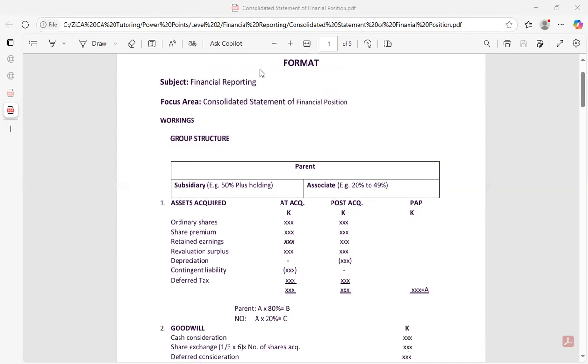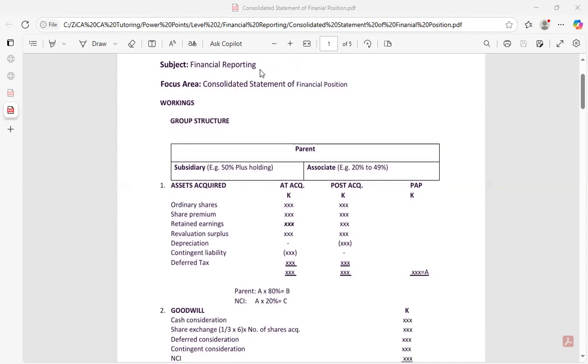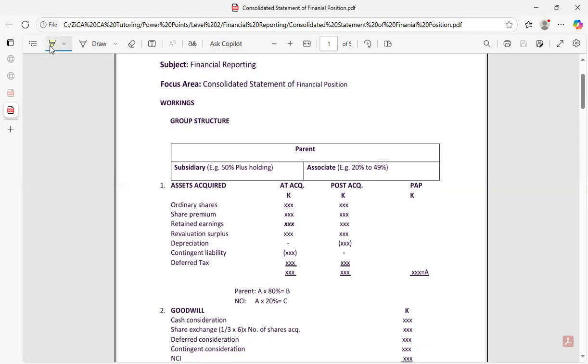Why? Because it's a bit complex, because there's a lot that you need to do. But with the format that we have here, if you follow it, it's going to be easy for you to understand what you need to do, where and how. So that way, it's not so difficult. So let's begin.